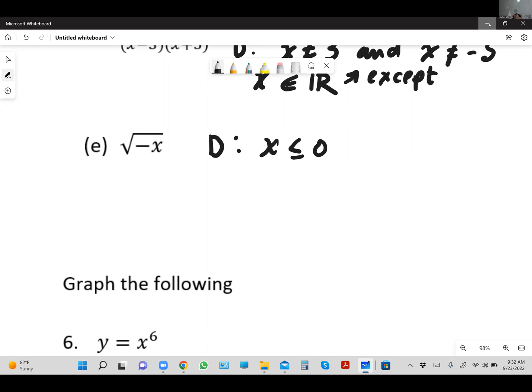Because the square root of 0 is 0. No, there's no such thing as -0. Is 0 negative or positive? Is 0 even or odd? Even.